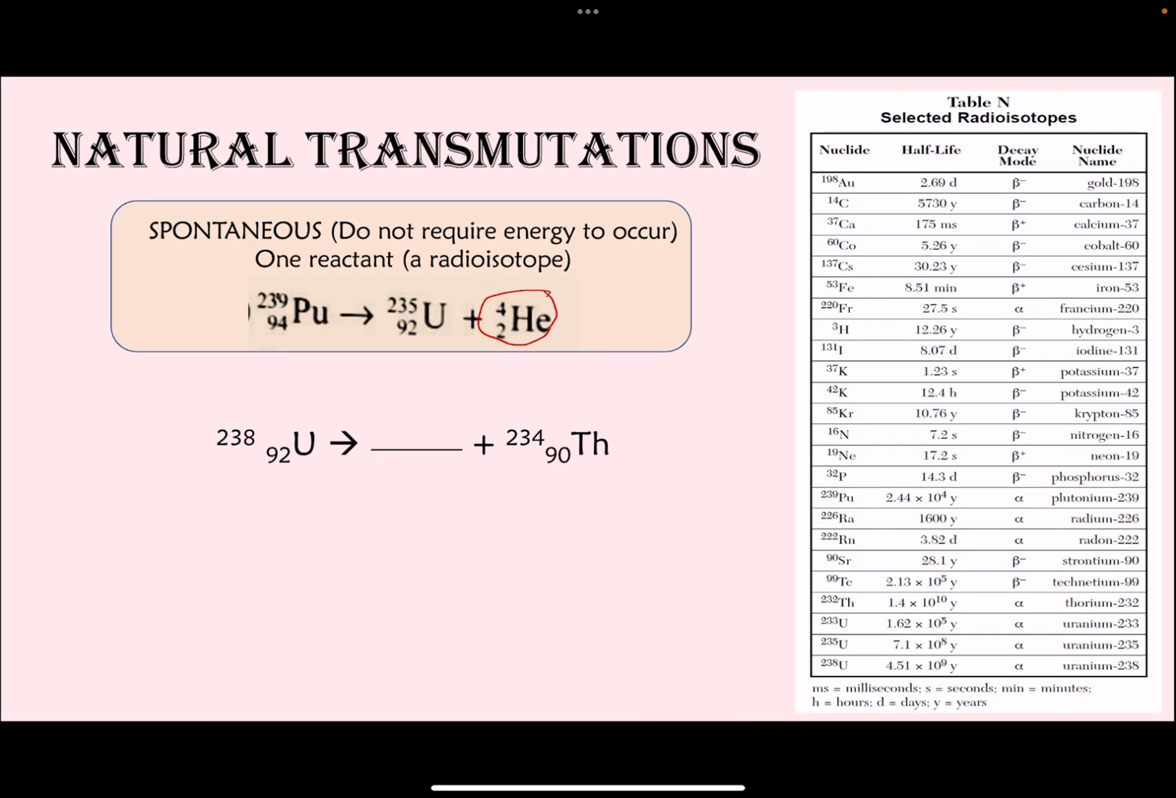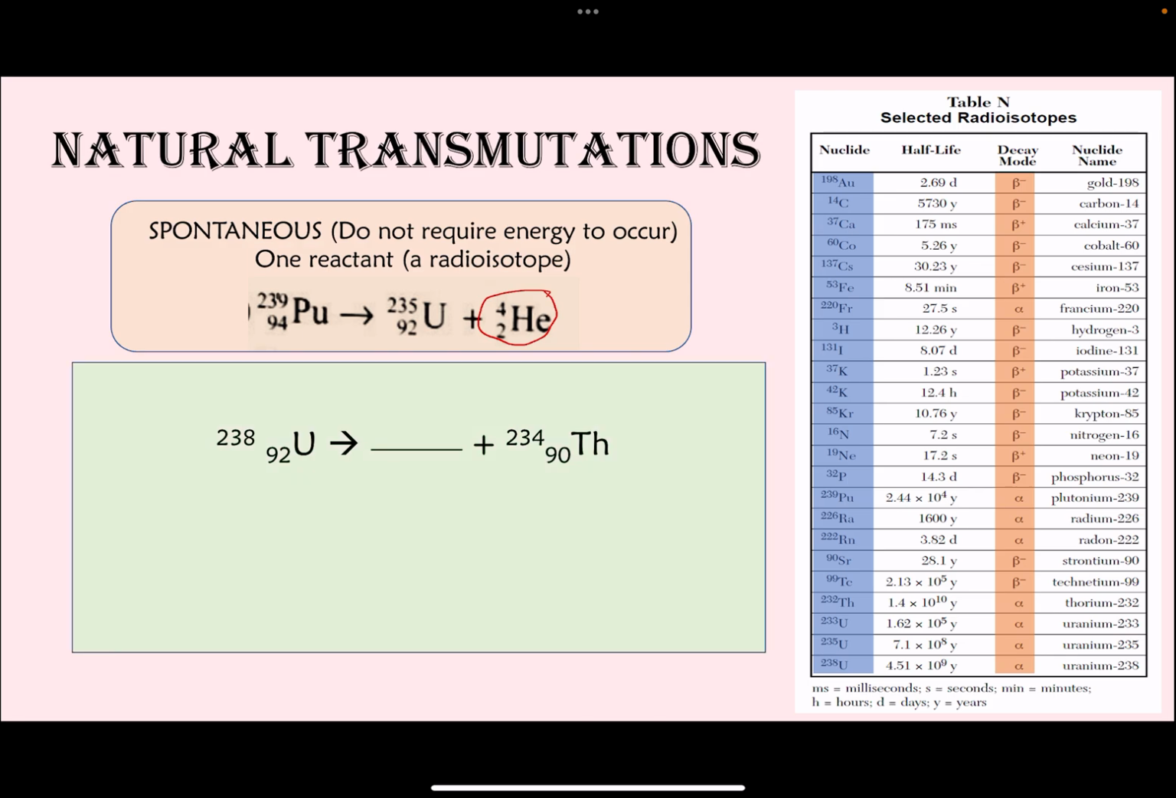So we are given the decay modes of some radioisotopes in Table N. These are pretty much all of the radioisotopes that you need for the Regents exam. So let's practice how we can use this table to work with some examples. You're given the nuclei and their decay modes.